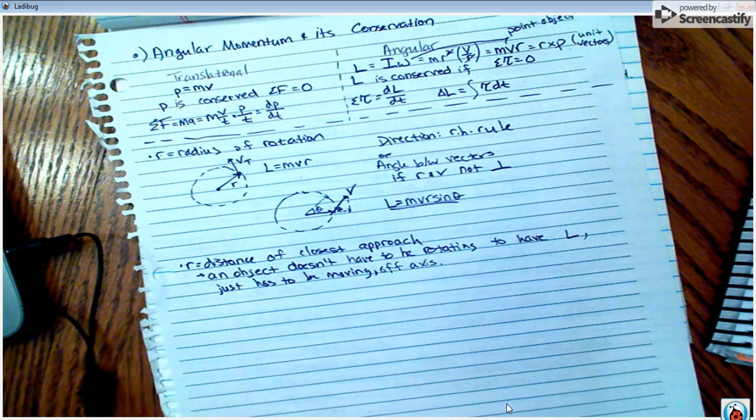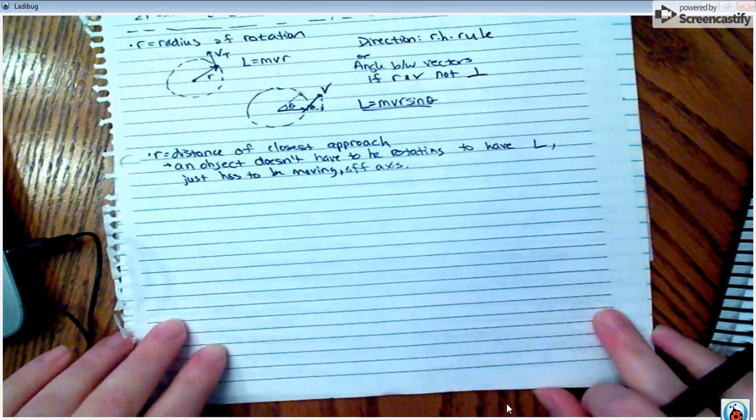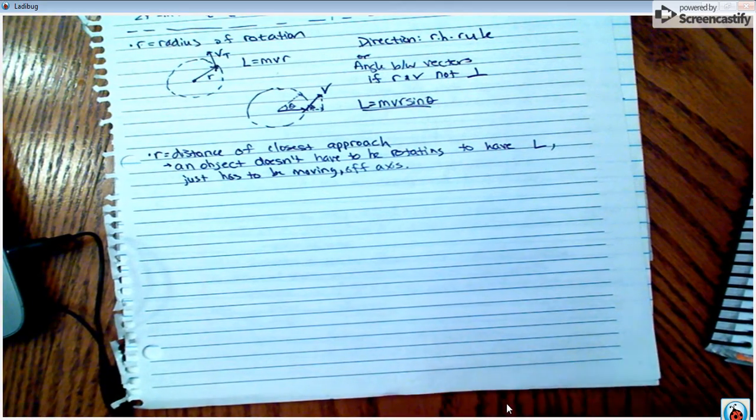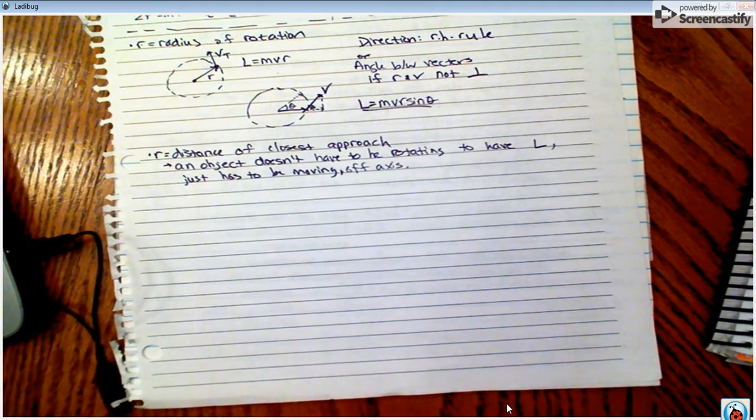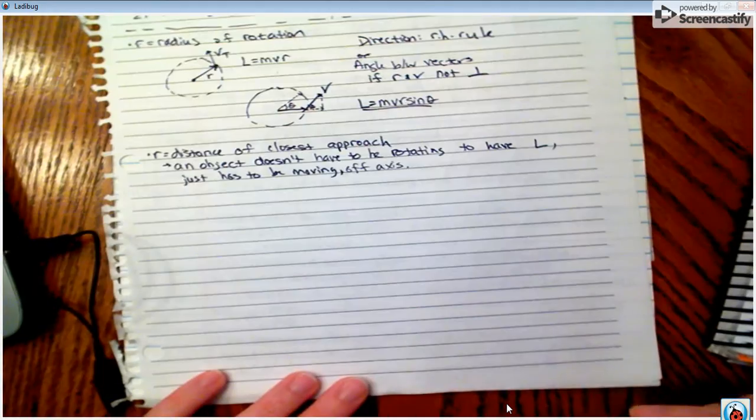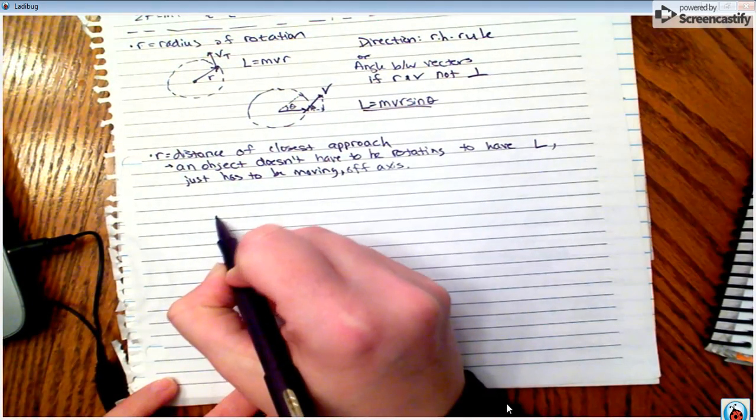All right, welcome to part two. So an object doesn't have to be moving or rotating to have angular momentum. That's weird. But here's an example. We're going to make some sense of it. Say you are standing here.